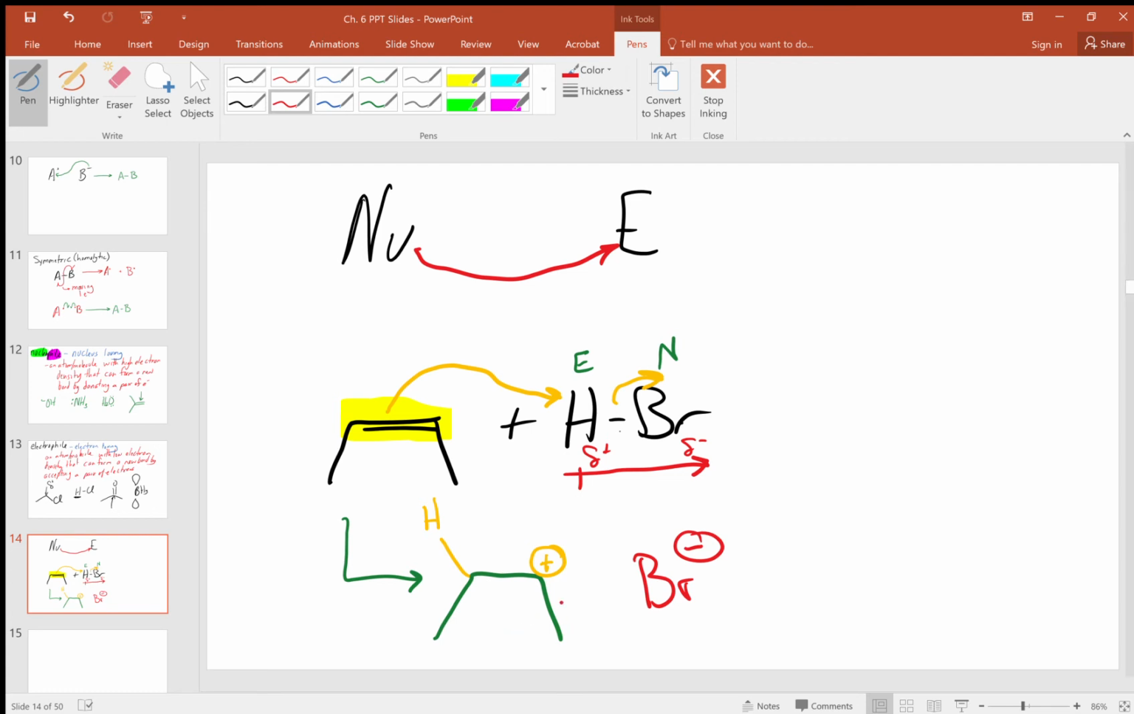So this carbocation here is not the final product. This is an intermediate. But because it's positively charged, it's also going to be a good electrophile, whereas this negatively charged bromine is a good nucleophile, and we can get an attack to occur here, which now forms a new bond between carbon and bromine and gives us our product.